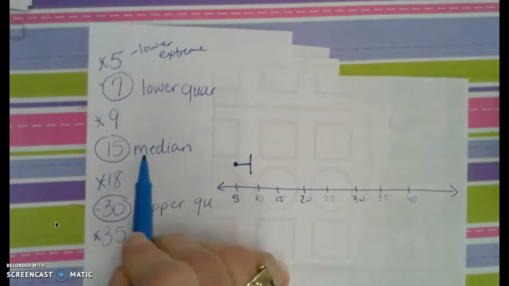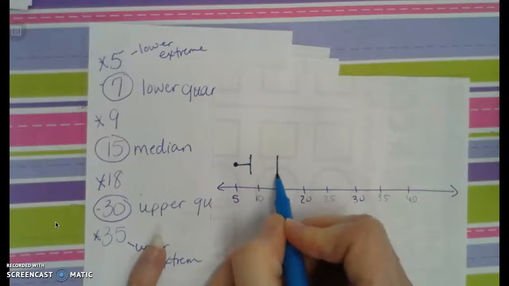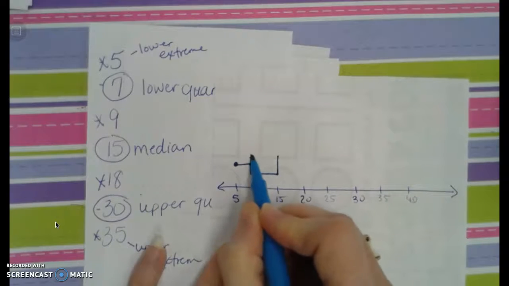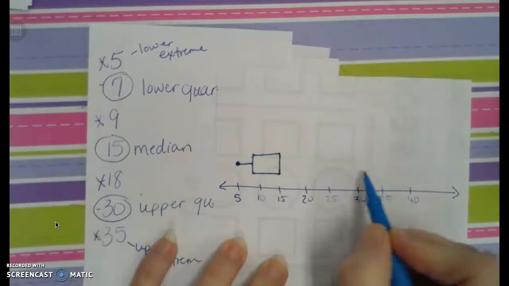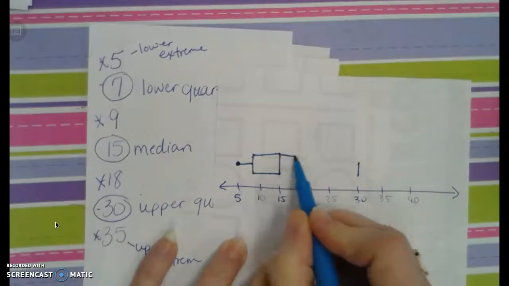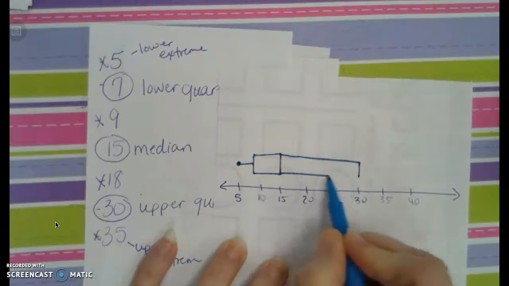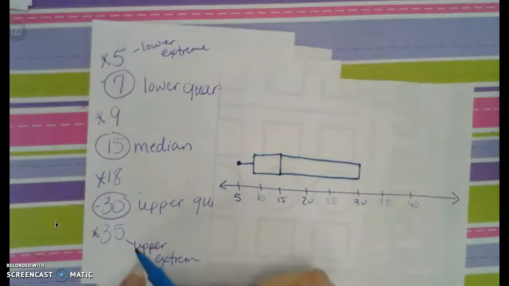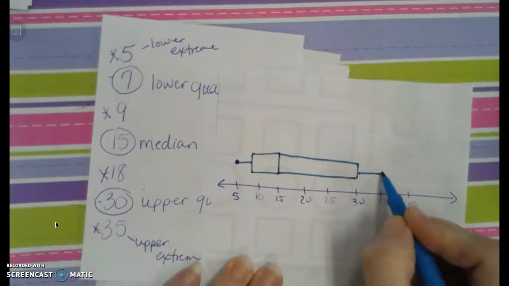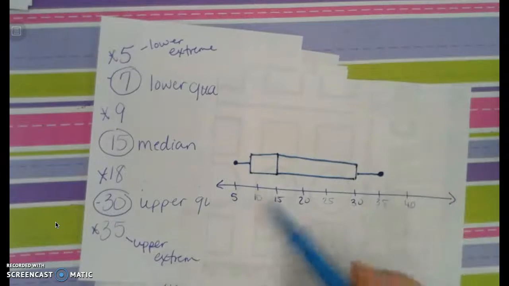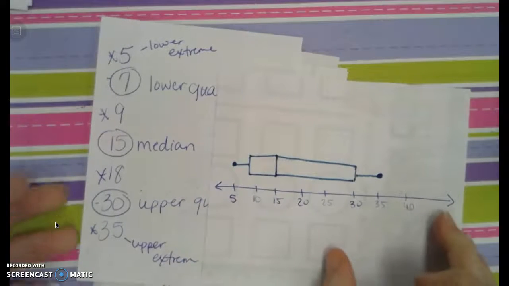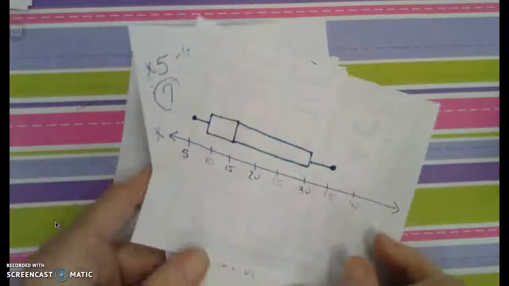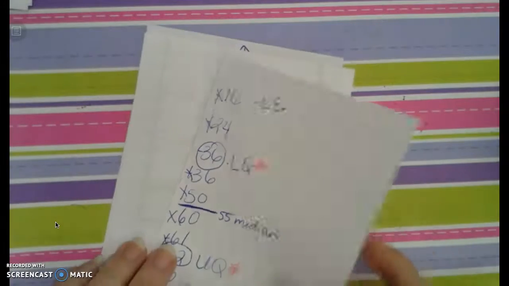Now I go to 15 for my median. So my median is a box. And then I go, my upper quartile is 30. So you see my numbers start to get a little more spread out. And then I go to 35. So that would be the box and whisker for that data that we did the other day. So box and whisker is not that hard. They kind of look funny, but they're not that hard.